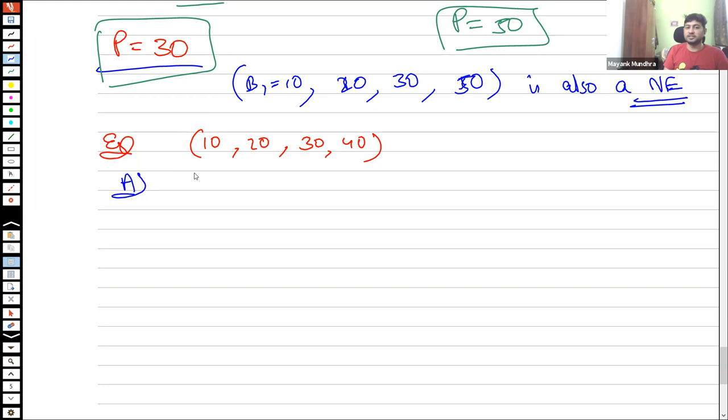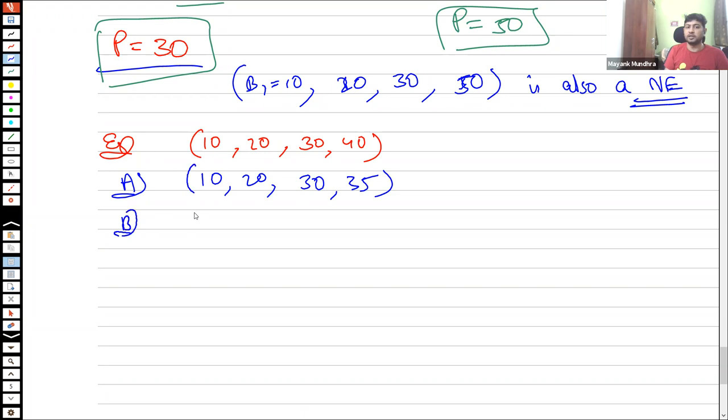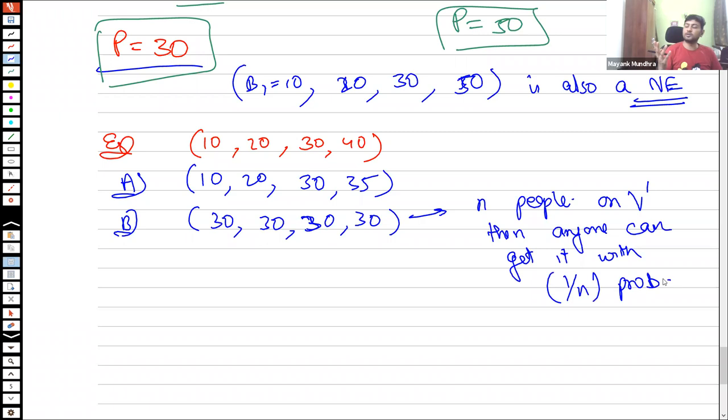Okay, 10, 20, 30, 35. B: 30, 30, 30. When people have the same bid, if n people tie on the highest bid, then anyone can get it with 1 by n probability. So if three people are tied on the highest bid, with 1/3 probability, anybody can get it.